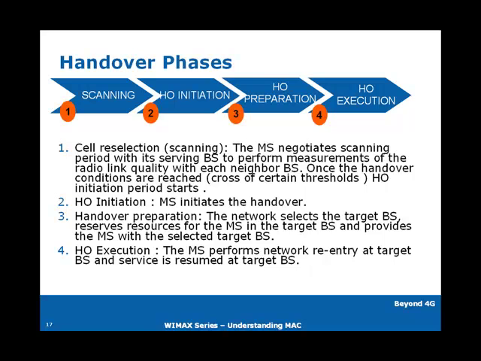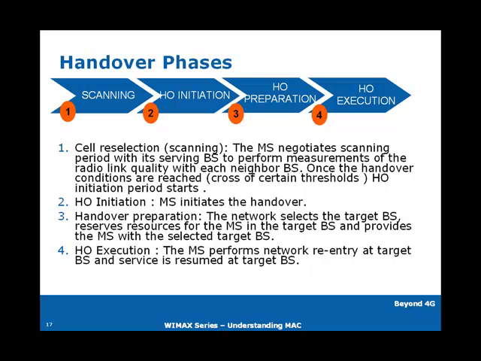Step one of the handover phases is called scanning, and in this step the mobile station negotiates a scanning period with its serving base station to perform measurements of the radio link quality with each neighboring base station. Once the handover conditions are reached or it crosses a certain threshold, the handover initiation period starts. And in step 2, which is called handover initiation, the mobile station initiates the handover.